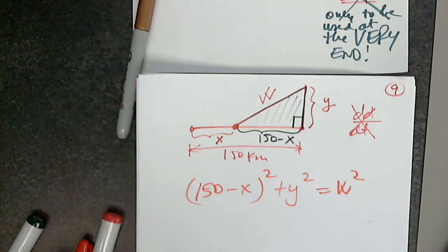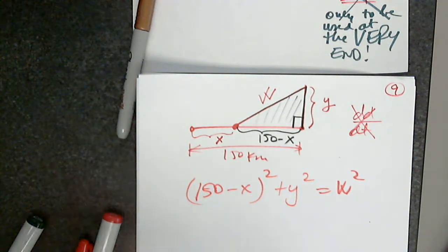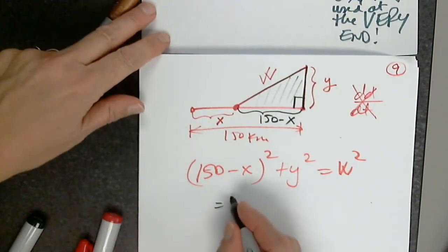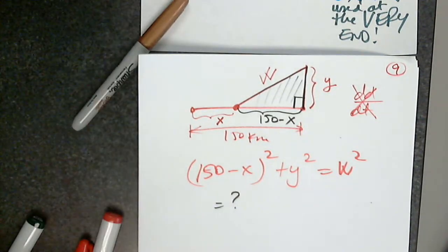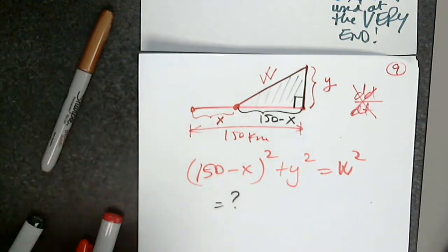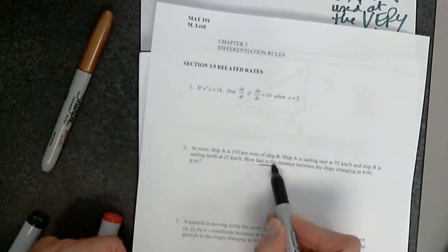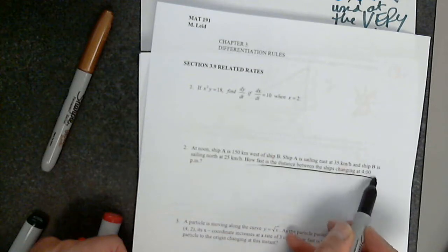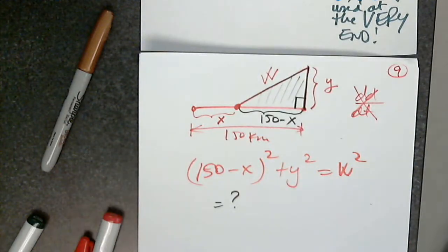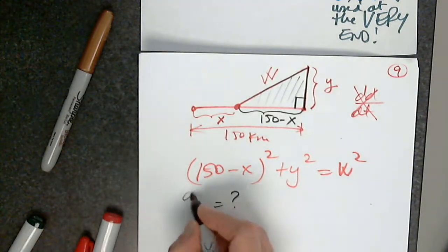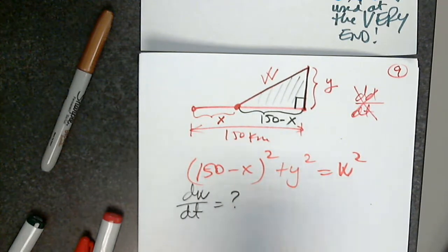So what am I asked to find, really? Something that I need to find. Yes, when time is whatever, but what am I asked to find? W? Nope. One more time, let's read it again. This is very important. How fast is the distance changing? Exactly. So I'm asked to find dW over dt.